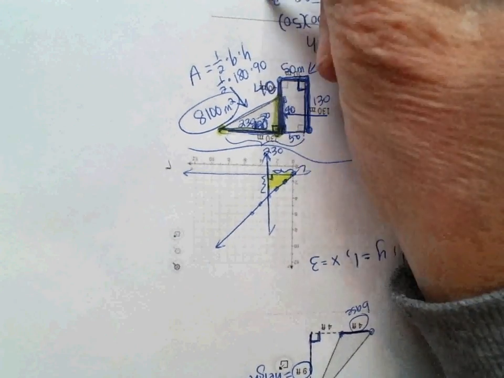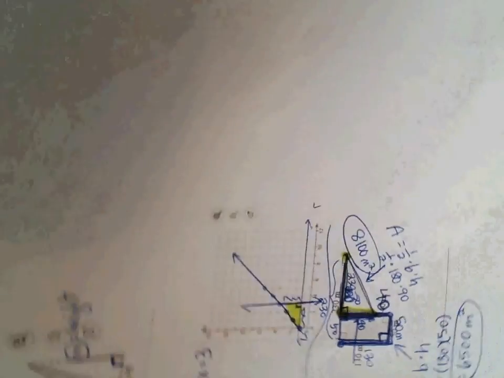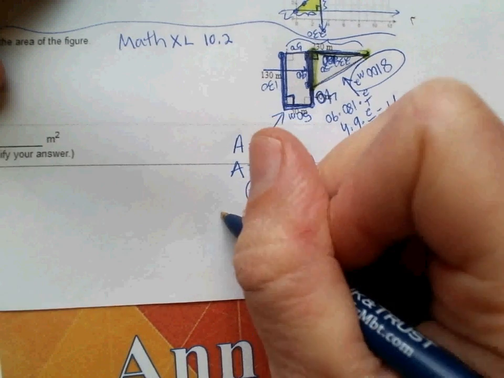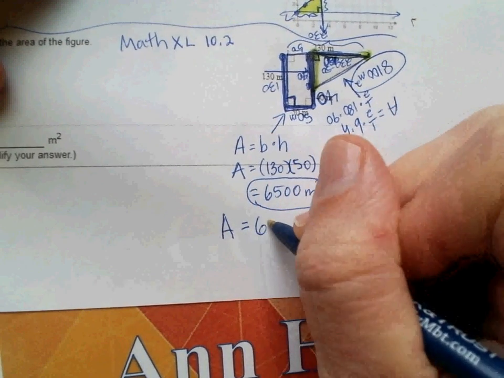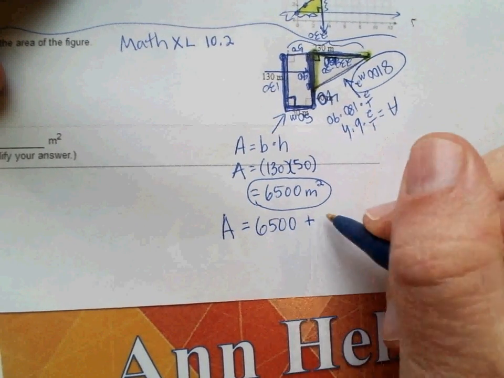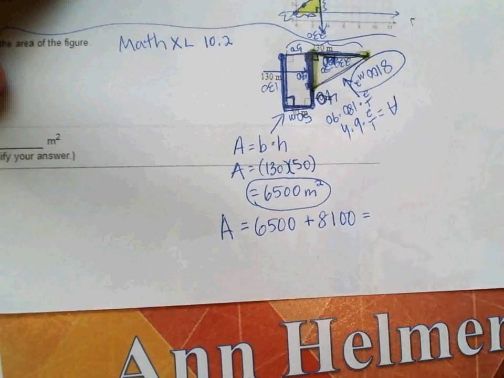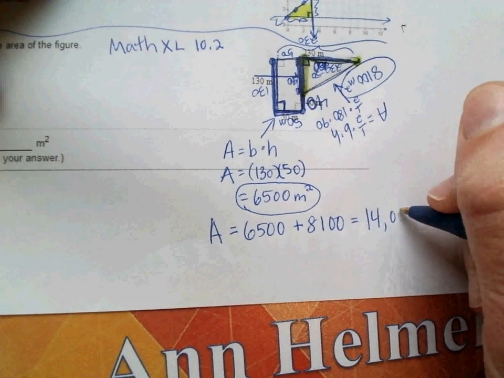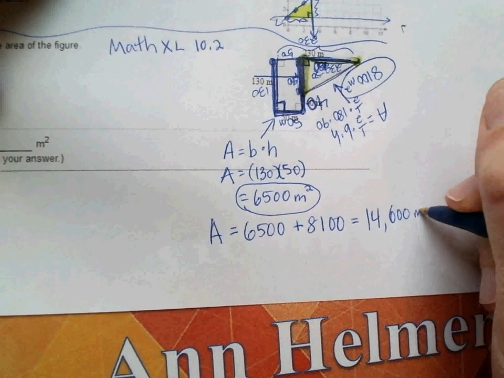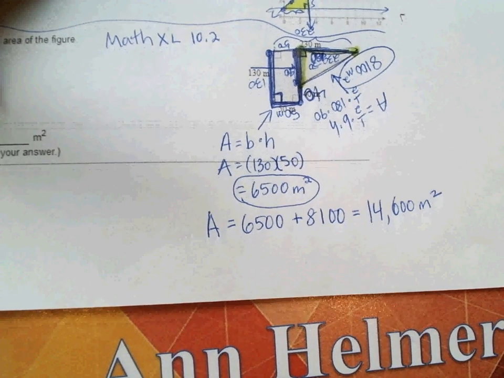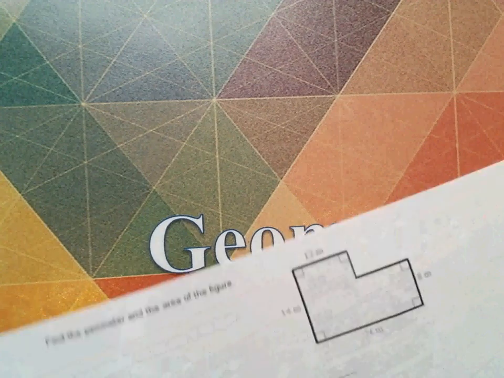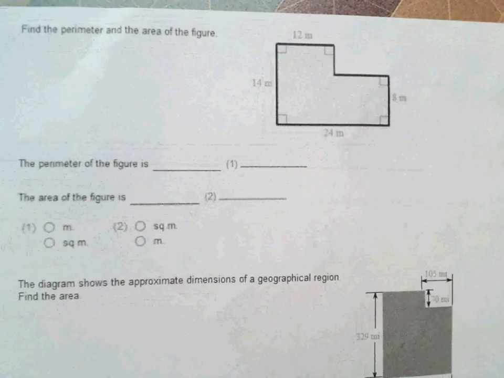The rectangle was the 6,500. I'm going to move the paper around again. So then my total area of the whole shape is 6,500, the rectangle plus the triangle. So 6,500 plus 8,100, and that gives us 14,600 square meters. So that'd be your answer. All right, let me look at the back. That one took 5 minutes to do, so let's make sure we understand these.